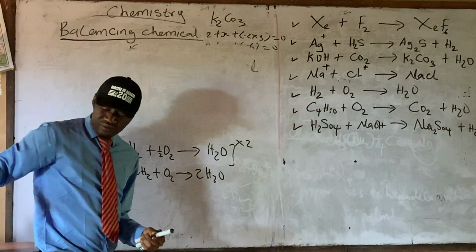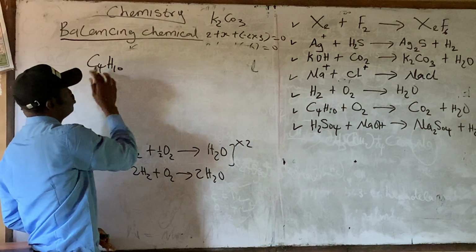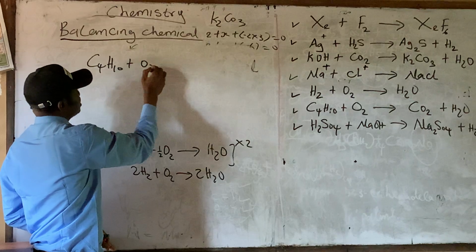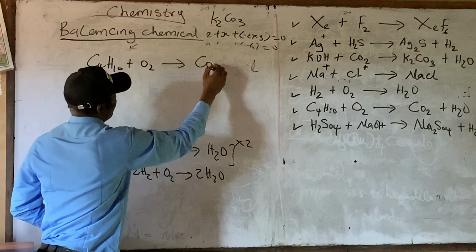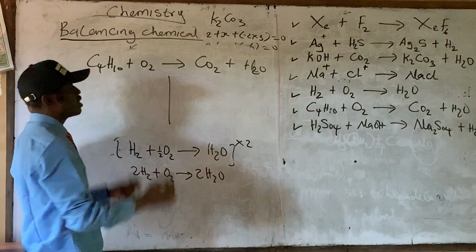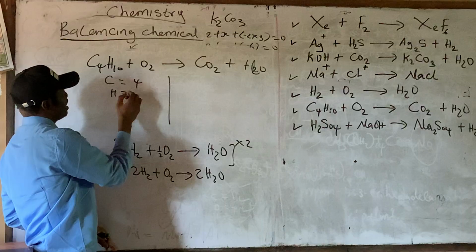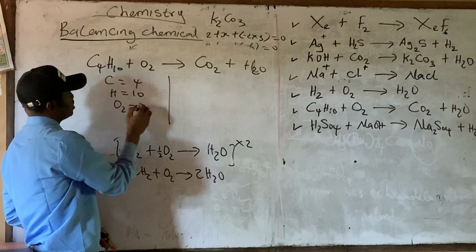We have C4H10, carbon 4, hydrogen 10. This is called butane. Butane reacts with oxygen to give me carbon dioxide and water. The first thing to do is to list out the number of atoms of the elements. Carbon is 4, hydrogen is 10, oxygen is 2.